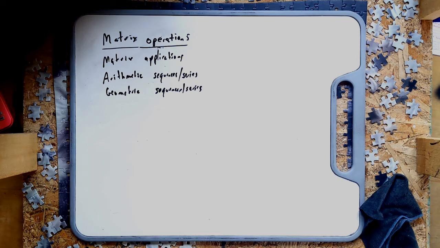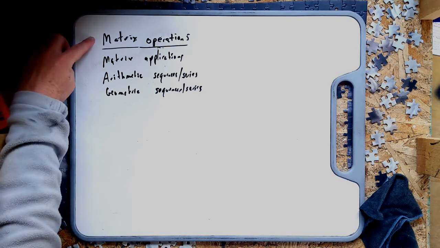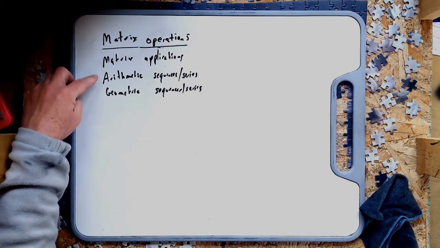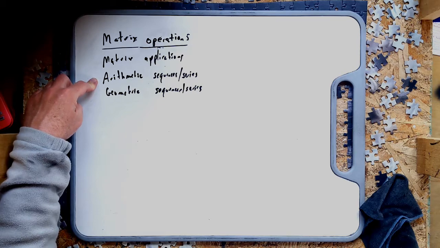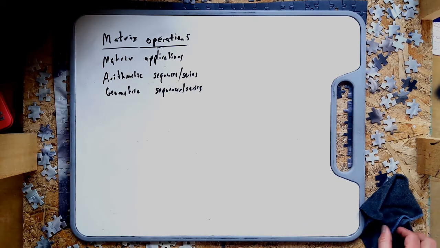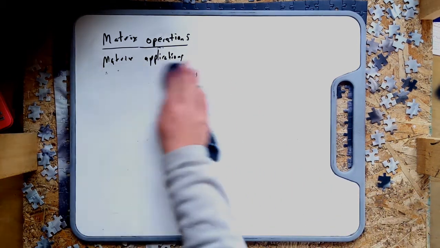Afternoon. This is the video to help you prepare for Skill Test 4. Skill Test 4 will cover systems of equations and systems of inequalities from last test, as well as new topics: matrix operations, matrix applications, arithmetic sequences and series, and geometric sequences and series.